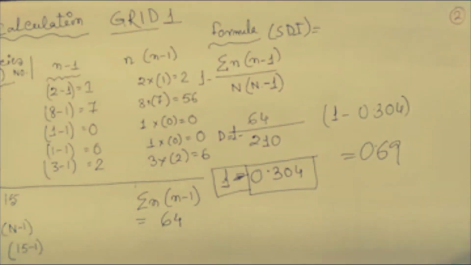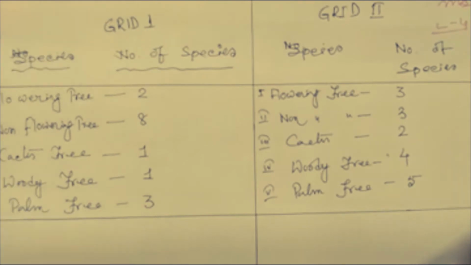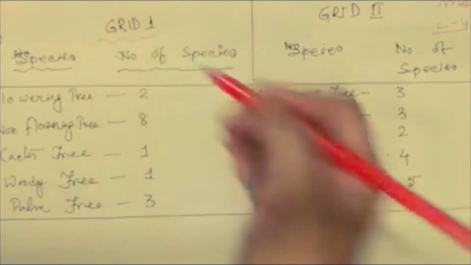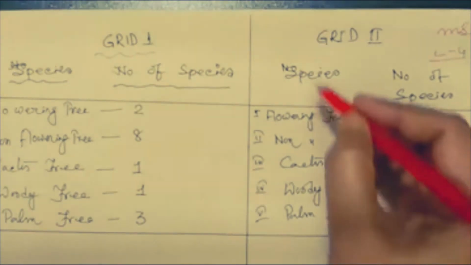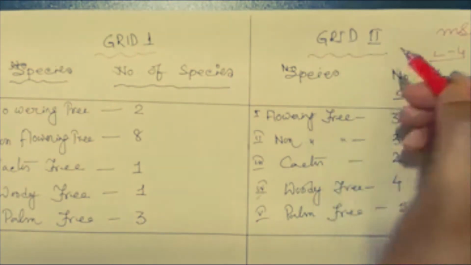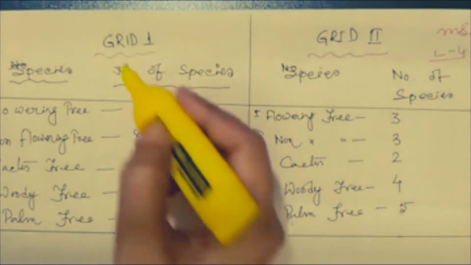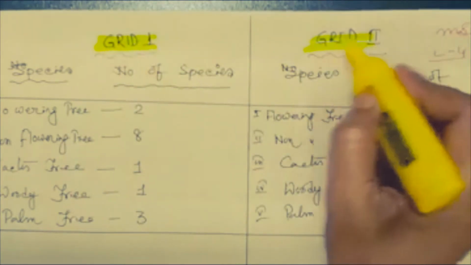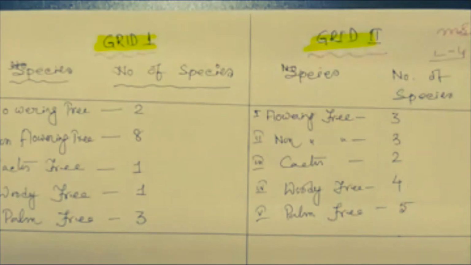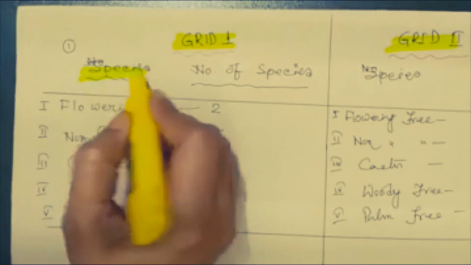Suppose this data is given to you. This is data for grid 1. Plant species matrix data is always collected from the field. Raw data is always collected from the field, and the data set is always collected in a square grid, or quadrat. Suppose data is given to you for grid number 1 and grid number 2, and the species are given here.